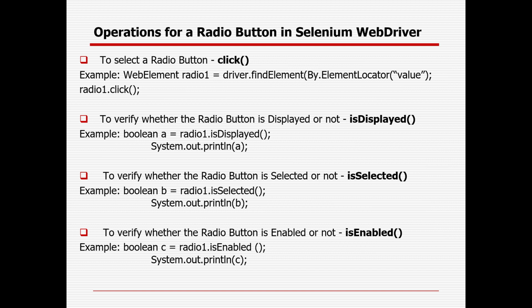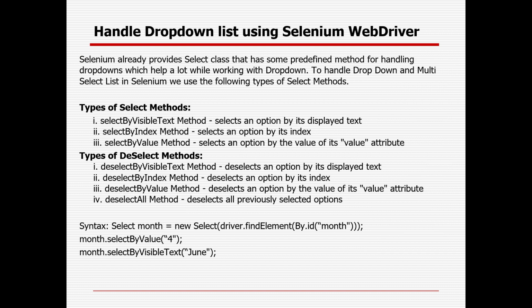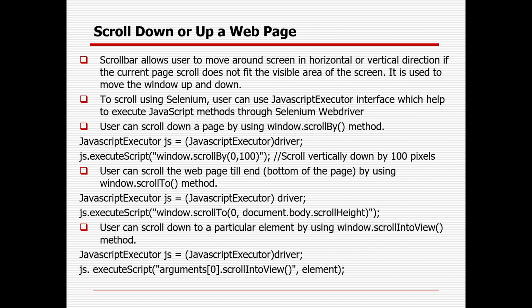Like operations for checkbox and radio button, you can first check whether it is displayed, enabled or selected, and you can click on that. For a checkbox, if you select, it will be checked the first time. If you click on that again, it will be deselected the second time. For the radio button, you can simply select, and if you select the other option, your first option will be deselected automatically. But for the checkbox, you can select or deselect all the options at the same time. But with a radio button, only one option you can select at the same time.